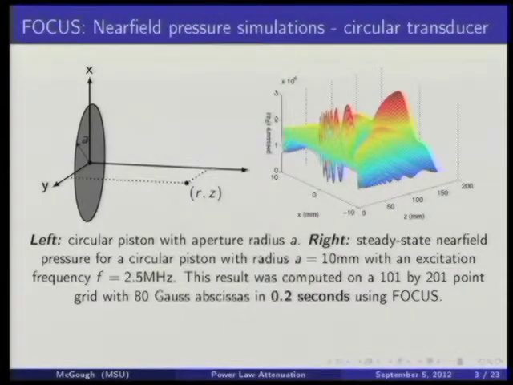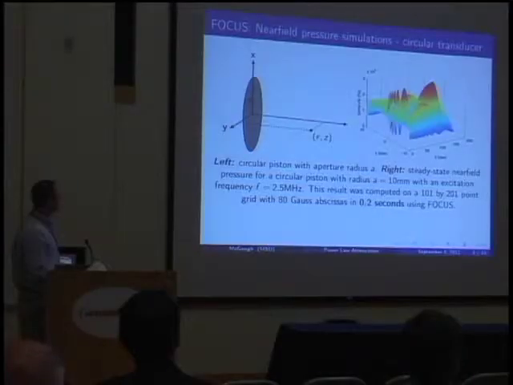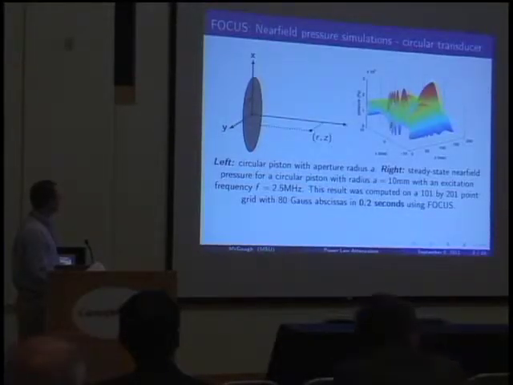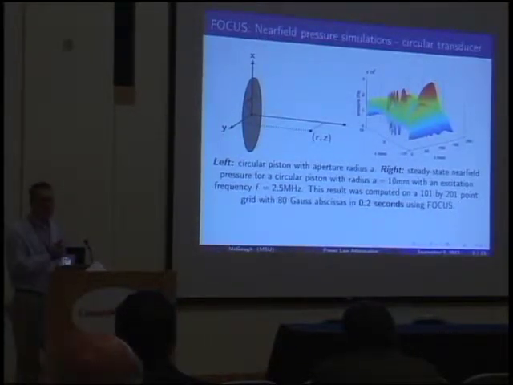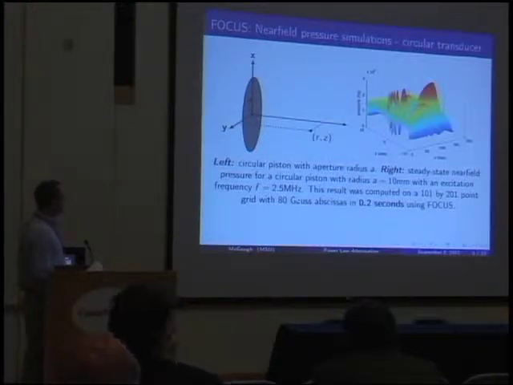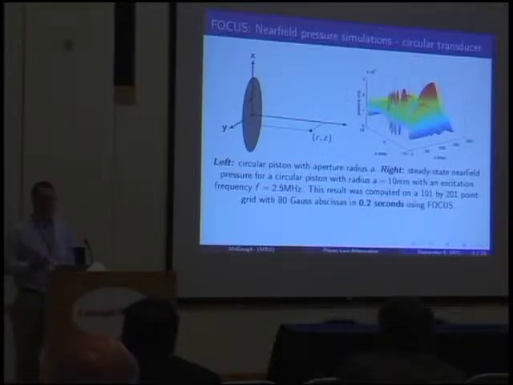So just very quickly, to highlight a couple of the ways that we've used FOCUS. You see on the left here an example of a circular piston. On the right, we've calculated the near-field pressure for that circular piston, which has a radius of 10 millimeters, and we're providing a steady sinusoidal excitation at 2.5 megahertz. We calculate that pressure all the way up to the piston face. We don't have any of the issues with singularities on the piston surface that other approaches have. We can calculate this fairly quickly, in about 0.2 of a second, just on a standard desktop computer using FOCUS.